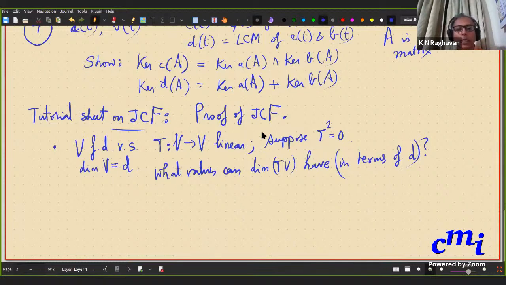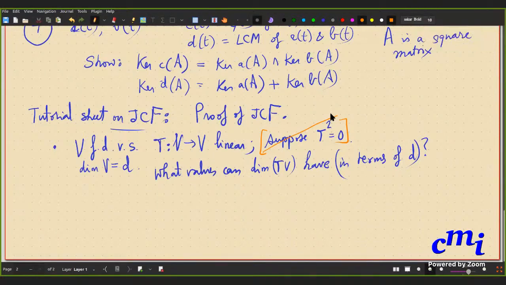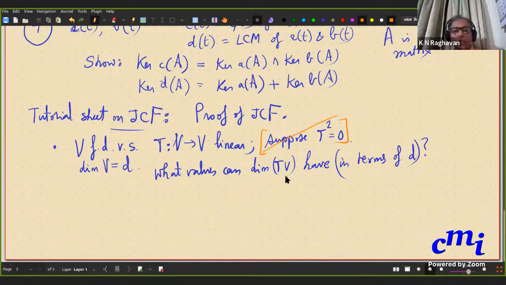But without that, suppose I don't put this condition. Remove this. Without this, then the question is really stupid. And what is the answer? What values can this TV have? The dimension of TV? Is it d squared, sir? No, this is the dimension of TV, the range of T, right?